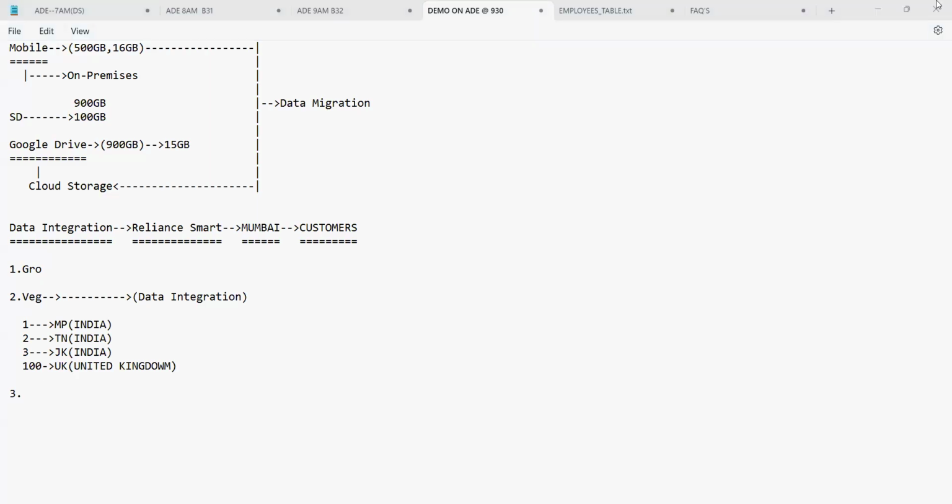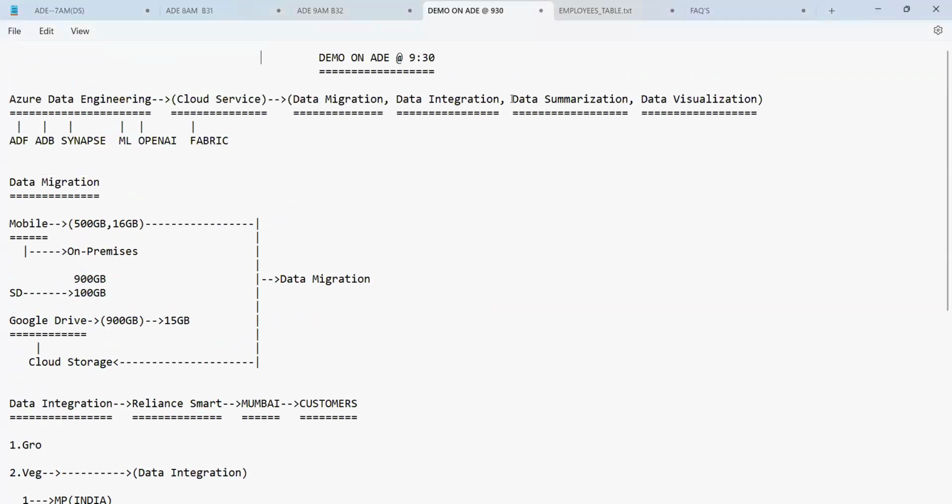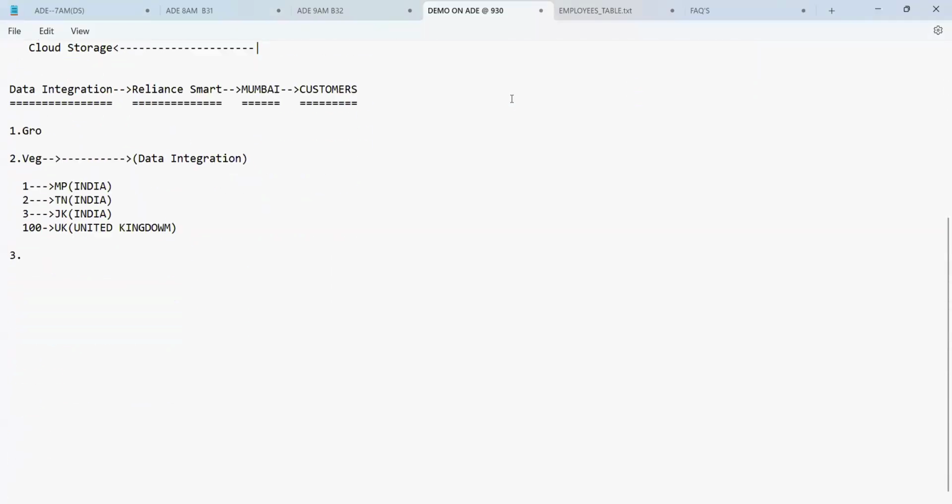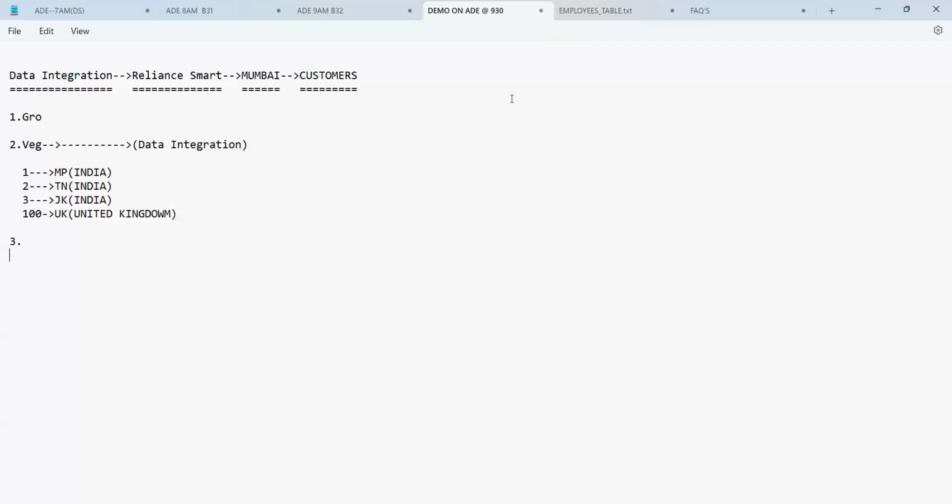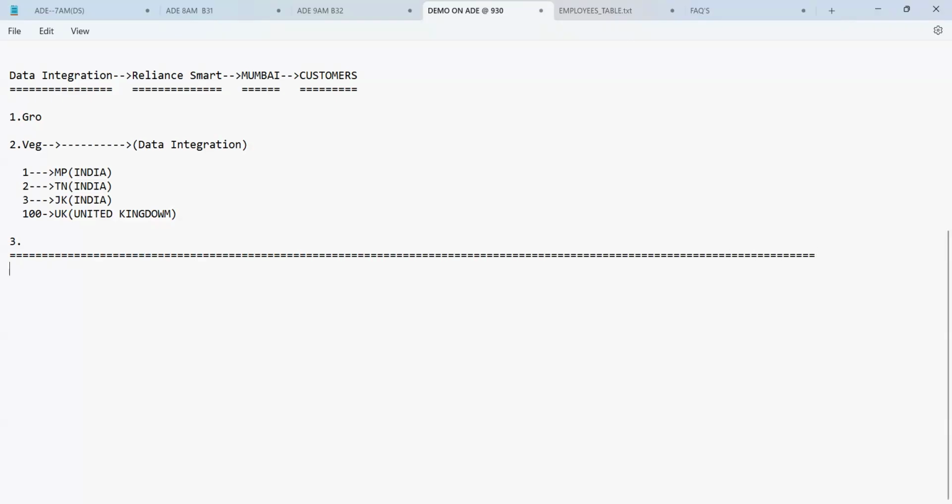The next one: data migration is completed, data integration is also completed. Let's try to understand what data summarization is here. This is a very major and important part of this process. Let us see what data summarization is.